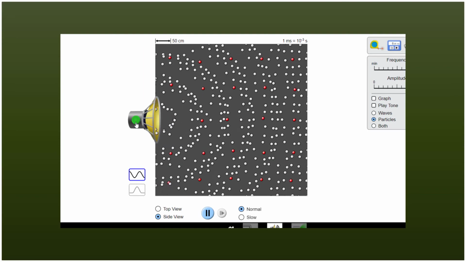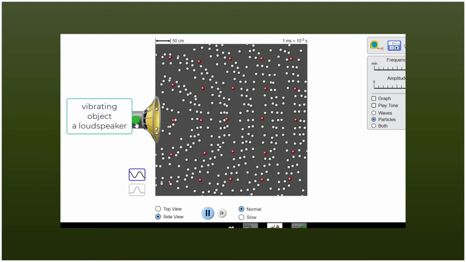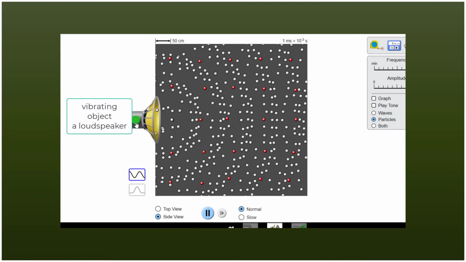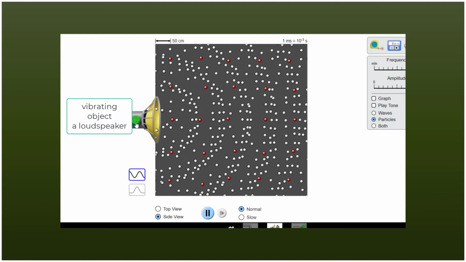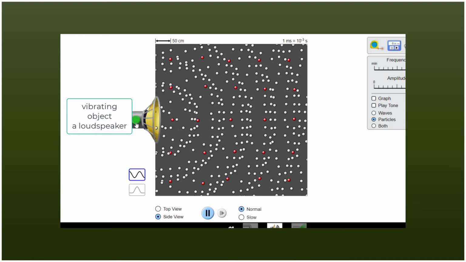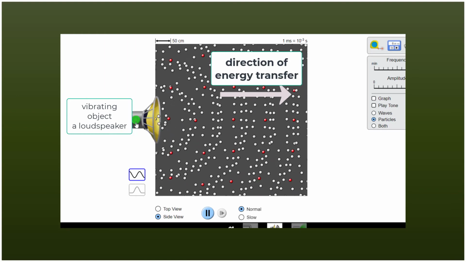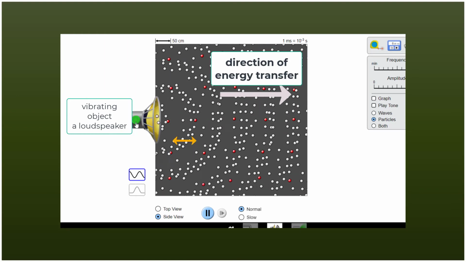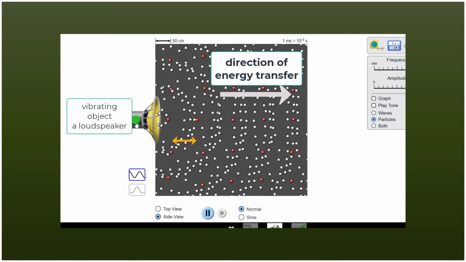A sound wave is a mechanical wave caused by vibration of an object, which in turn vibrates the nearby air molecules. The energy of the vibrating object, a speaker in this case, is transferred through the air molecules. Notice that the air molecules move back and forth, parallel to the direction of travel of the energy. Such a wave is called a longitudinal wave.